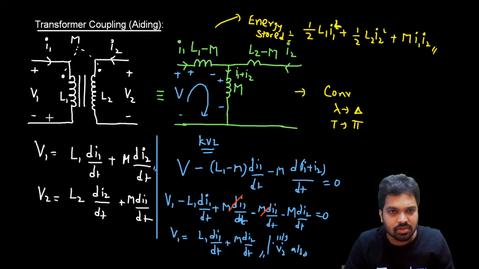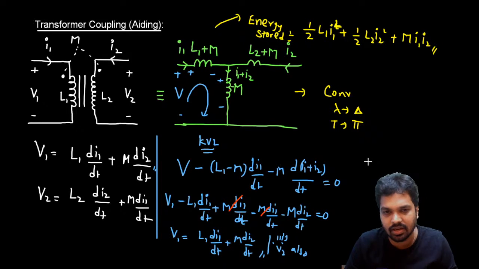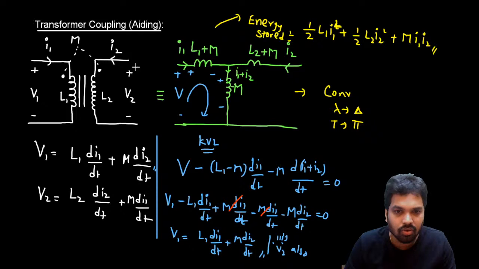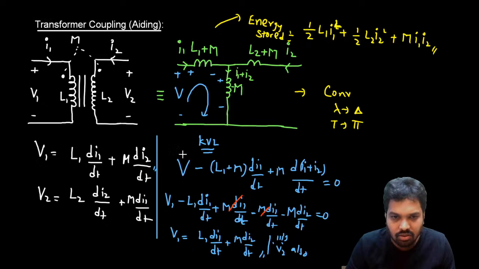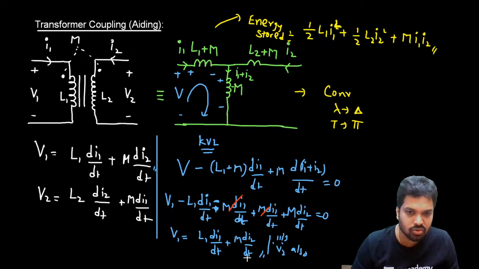Earlier also I committed a mistake. I'm sorry, guys. L1 plus M, L2 plus M, and minus M. This is the correct connection. Sorry for that. Now it is L1 plus M, minus into minus plus M. So here minus L1, this will be minus M. Okay. And here it will be plus. Okay. And plus. That's why you will get plus. You should ask that doubt.